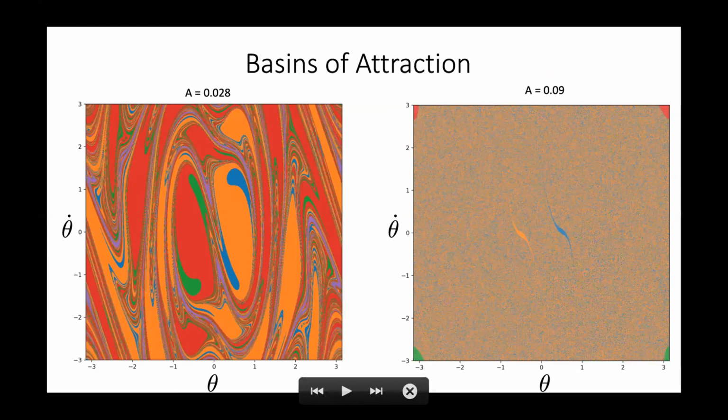We also plotted some basins of attraction for different driving amplitudes. And the idea with these is that each color represents the attractor that the initial condition ended up on. I'm unfortunately running out of time, but if this looks interesting, I would be happy to talk about this more during the poster session.